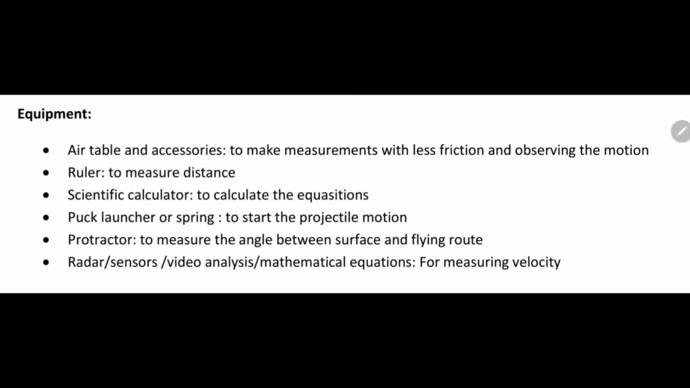To examine this topic, our experiment needs equipment of an air table and its accessories for absorbing the motion, reducing friction, and also measuring the time by its dots, which are created according to the timer; a ruler to measure the distances; a scientific calculator to calculate the equations; a spring to launch the pucks on the air table; a protractor to measure the angles between the flying route and the surface; and a block to create the slope on the air table to achieve a projectile motion.